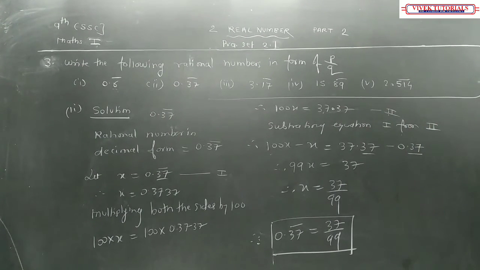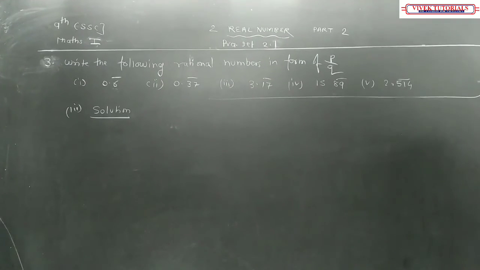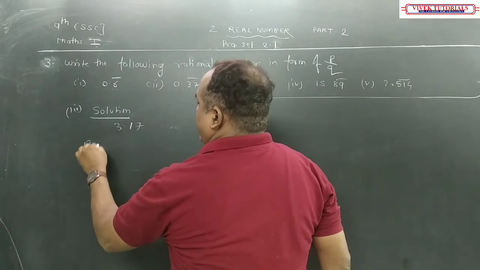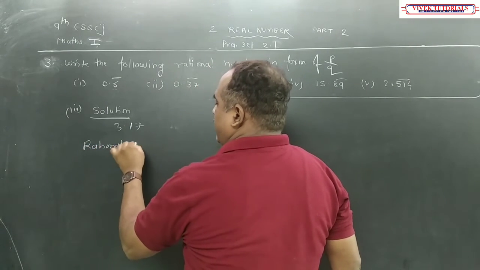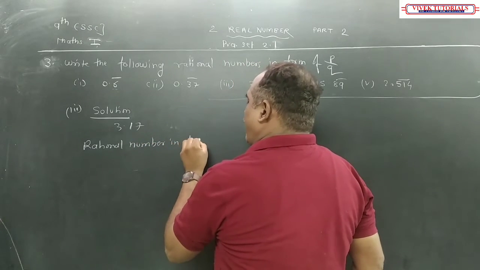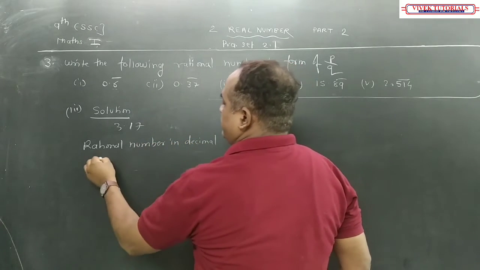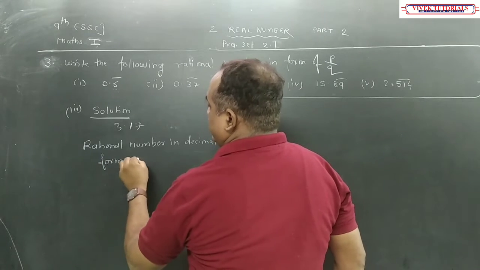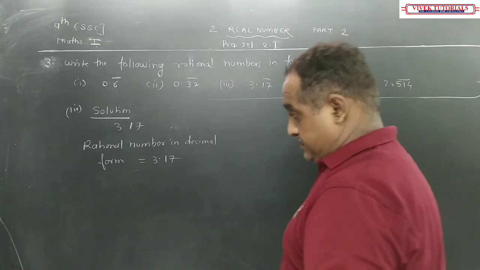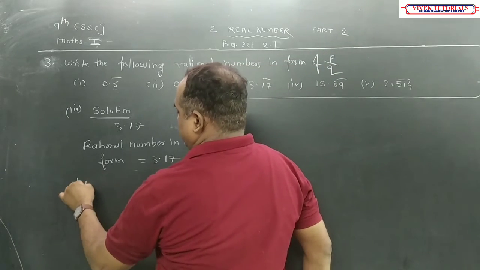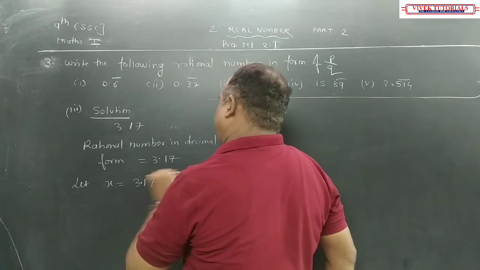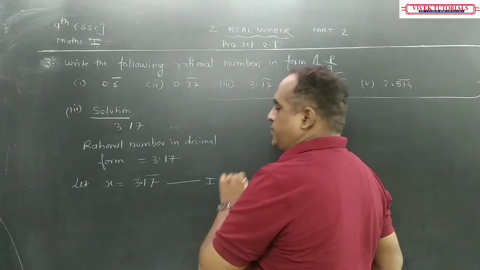Please copy down properly by pausing the video. Now 3.17 recurring. The rational number in decimal form is equal to 3.17 recurring. Let x is equal to 3.17 recurring, algebraic equation 1.